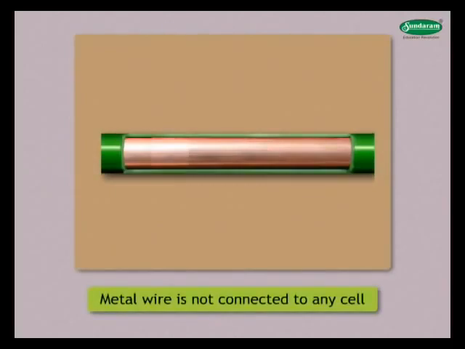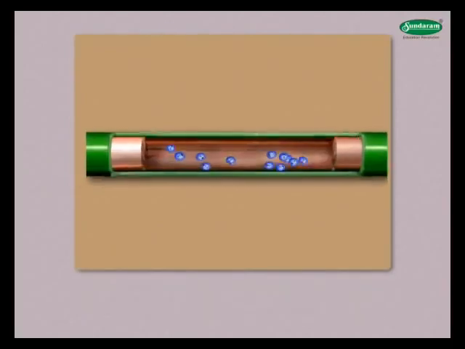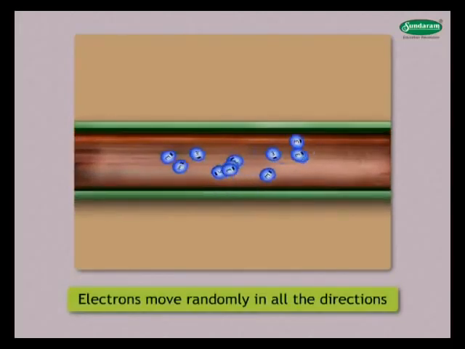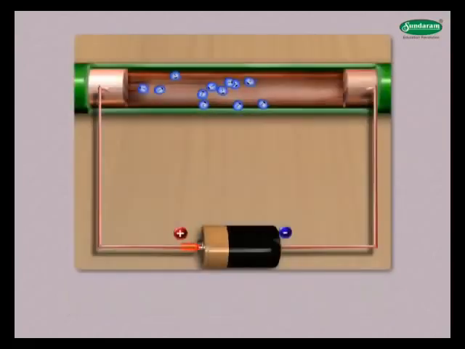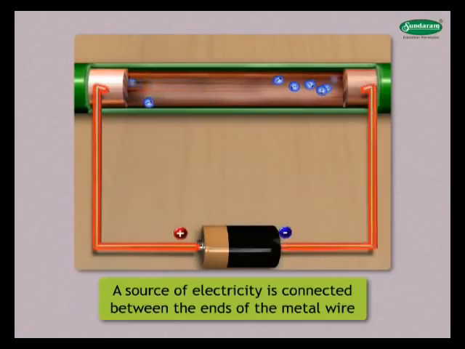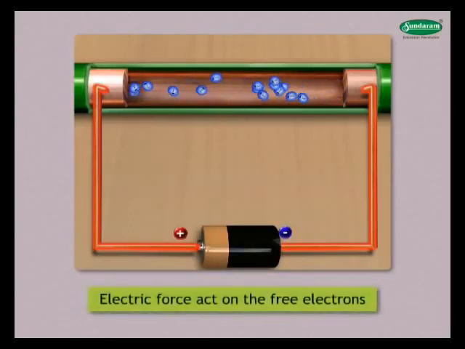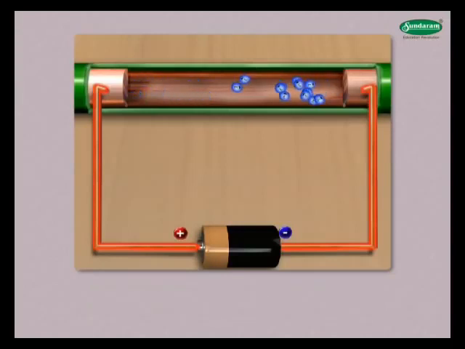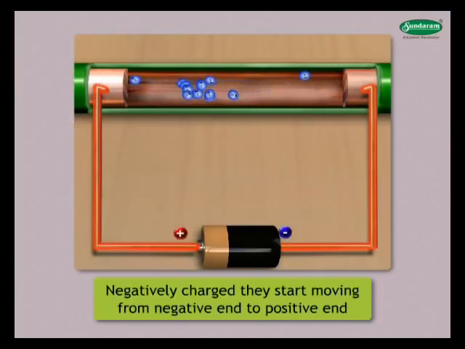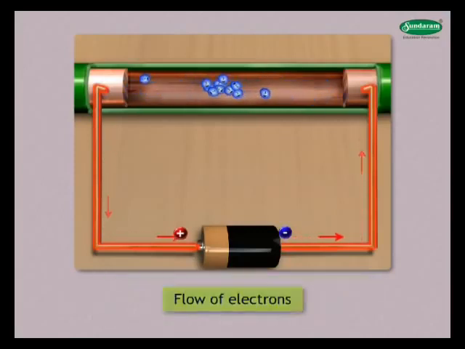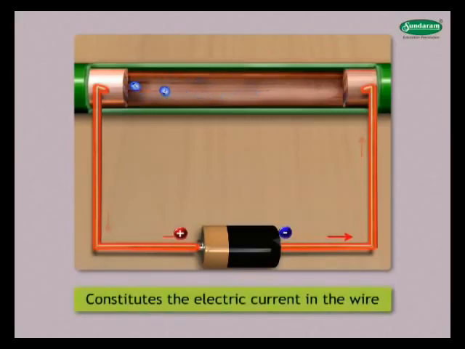Current flow in a wire. If the metal wire is not connected to any cell or a battery, then the electrons present in it move randomly in all the directions between the atoms of the metal wire. When a source of electricity, like a cell or a battery, is connected between the ends of the metal wire, then an electric force acts on the free electrons present in the wire. Since electrons are negatively charged, they start moving from a negative end to positive end of the cell or battery through a wire. This flow of electrons constitutes the electric current in the wire.